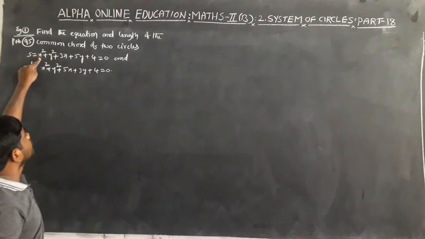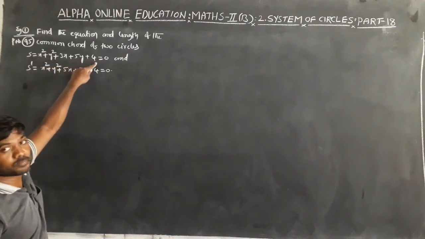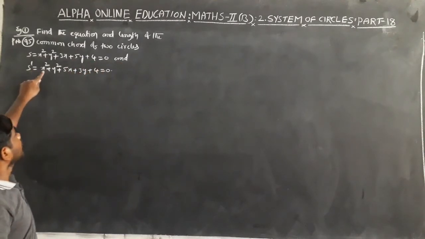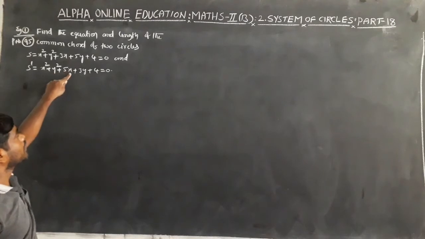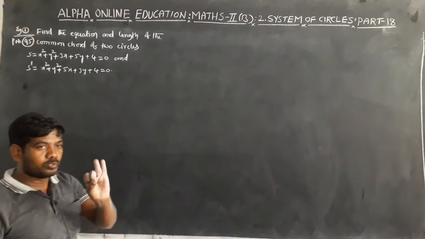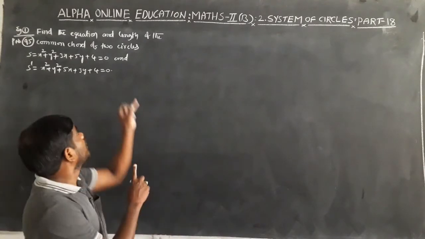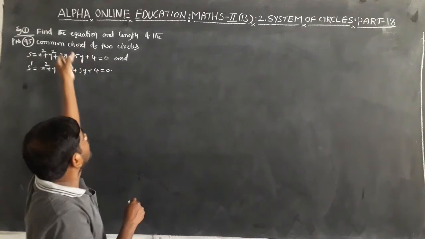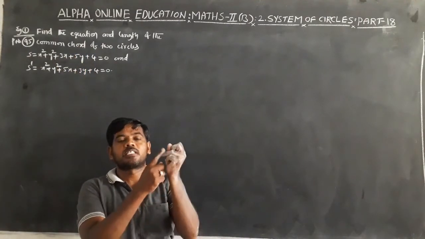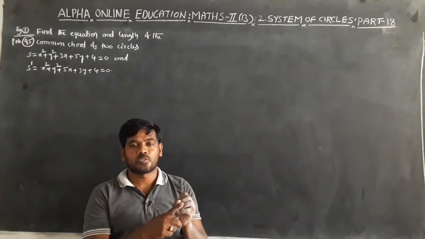S is equal to x square plus y square plus 3x plus 5y plus 4 is equal to 0 and S dash is equal to x square plus y square plus 5x plus 3y plus 4 is equal to 0. Here two parts. First part we find the equation of the common chord of the two circles. Second one is length of the common chord of the two circles.